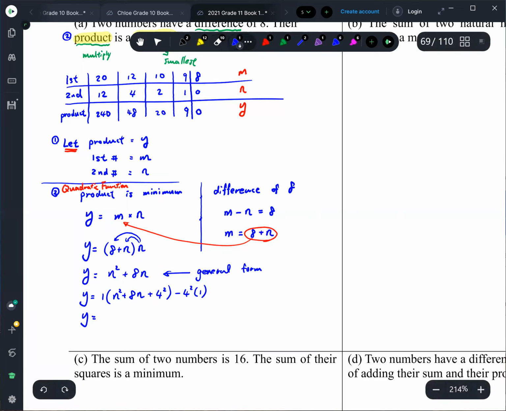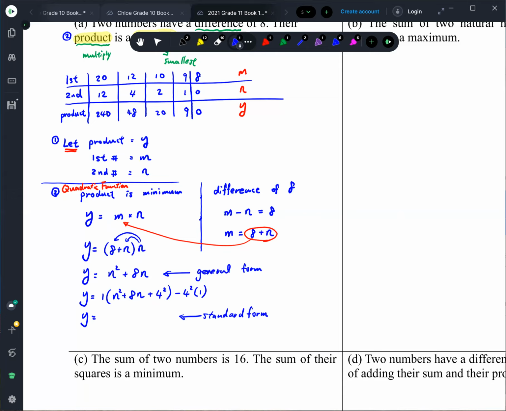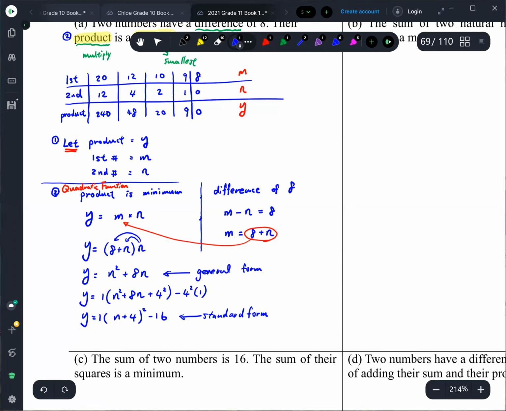So our standard form, which you could also call the vertex form, right? Because it tells you the vertex. All right, so Bernice, what's the vertex form? Y equals (n plus 4) squared minus 16. Okay, remember the square should be outside, minus 16. Okay, the 1 can be invisible.